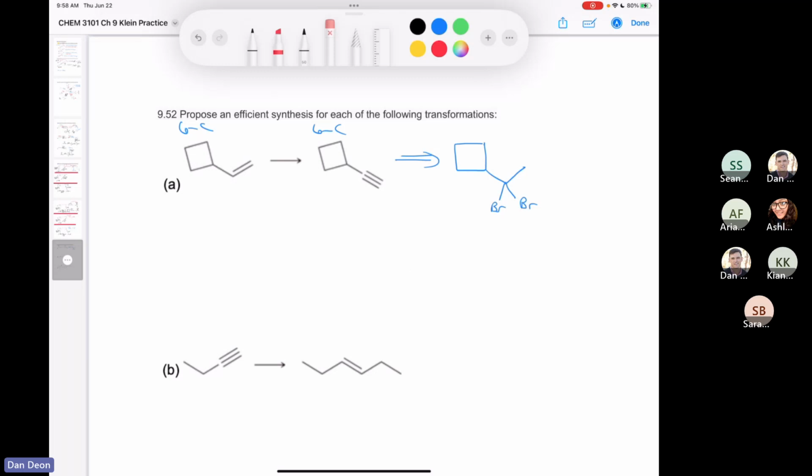Sorry, I'm getting mixed up. I had it right the first time and I scribbled it off. Okay, so we need to make this dibromide, the vicinal dibromide, which of course we can make by taking this and treating it with bromine, and that's going to give us the vicinal dihalide, like this, okay? And then we can take that and treat it with excess sodium amide, followed by treatment with water, and that will give us the final product.